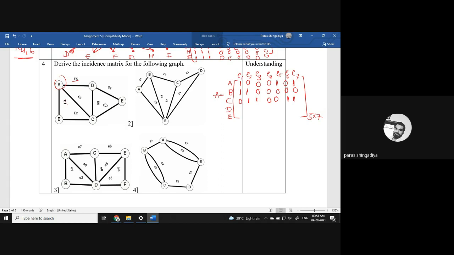So D is incident with E4, E5, E6, E7. So E1 is 0, E2 is 0, E3 is also 0. So that is 0 here. And here E4 is 1, E5 is 1, E6 is 1, and E7 is 1. And the last vertex is E. It is incident with E3 and E4. So put 1 on E3, put 1 on E4, and 0 everywhere else. Is the evaluation clear? Any confusion in this answer for anyone?